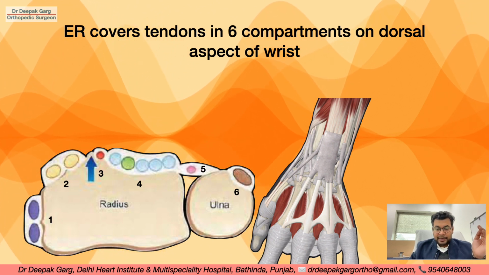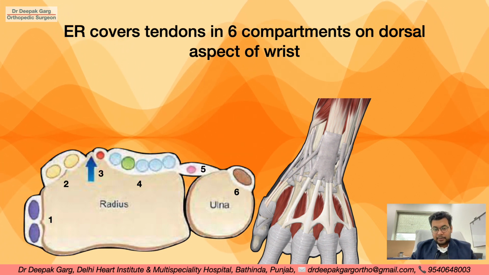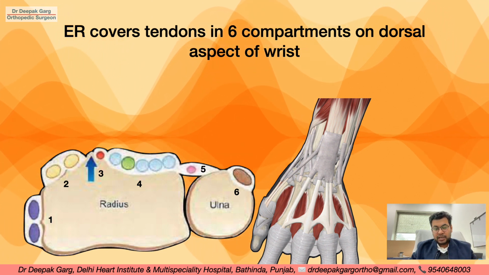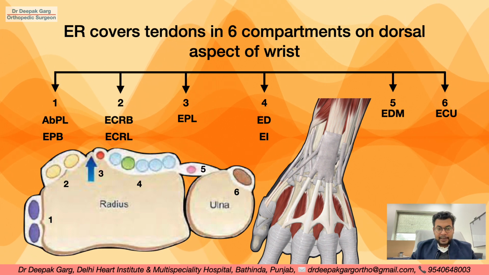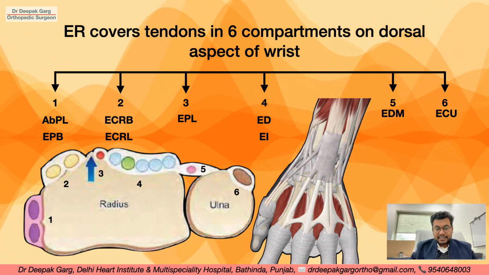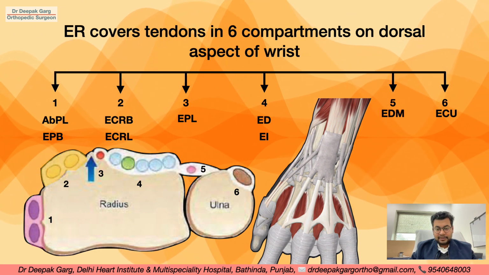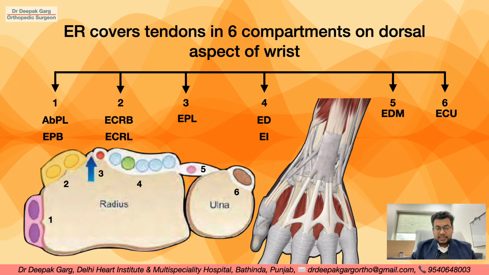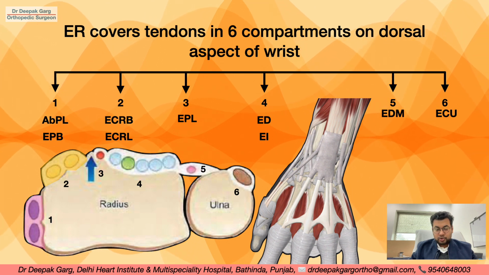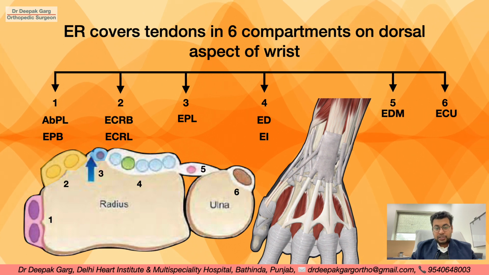Compartment number 1 is on the radial side, and the sixth compartment is on the ulnar side. So these are the 6 compartments. Compartment number 1 contains the tendons of abductor pollicis longus and extensor pollicis brevis. Compartment number 2 contains the tendons of extensor carpi radialis longus and brevis. Then there is a tubercle, which is shown by the arrow. Compartment number 3 contains extensor pollicis longus.